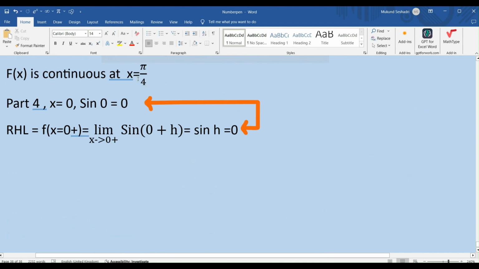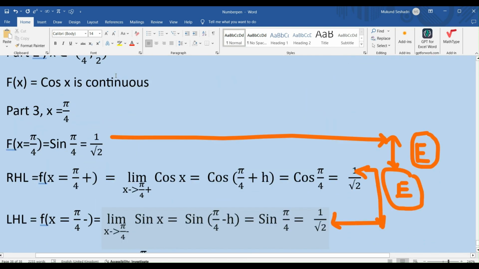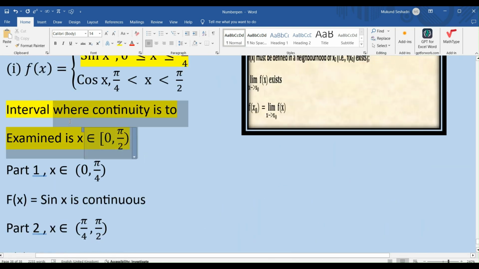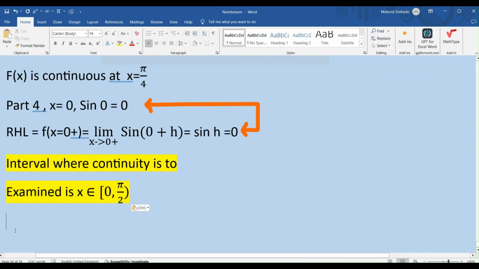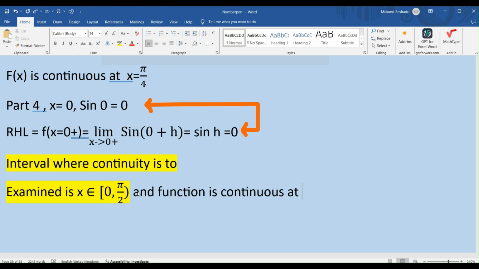So I know that my function is continuous at all the points where continuity was to be examined, right? And we have established that the function is continuous at x belonging to 0 comma pi by 2, where 0 is included and pi by 2 is not included, right?